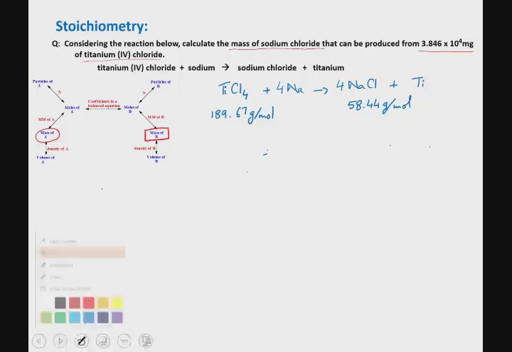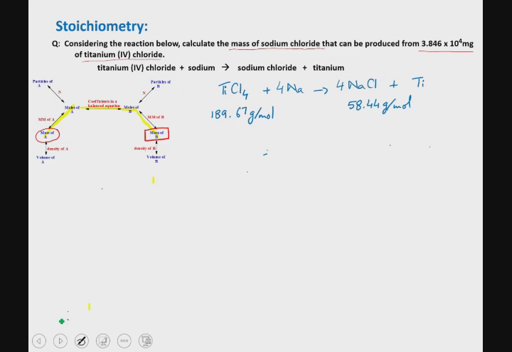So if you once again use this picture as a guideline to the path you need to follow in order to do the conversion, mass of TiCl4 will first be converted to moles of TiCl4 using its molar mass. Moles of TiCl4 will be converted into moles of sodium chloride using the coefficients in the balanced equation, and then moles of sodium chloride can then be converted into mass of sodium chloride using the molar mass of sodium chloride. So that gives you an idea as to how to set up a problem such as this. Okay, so let's set it up.